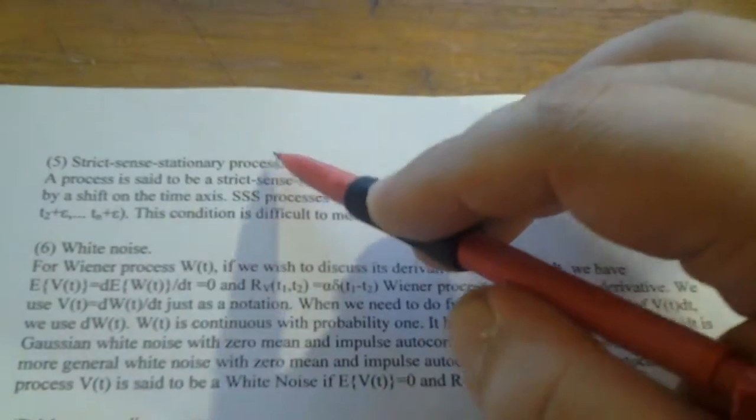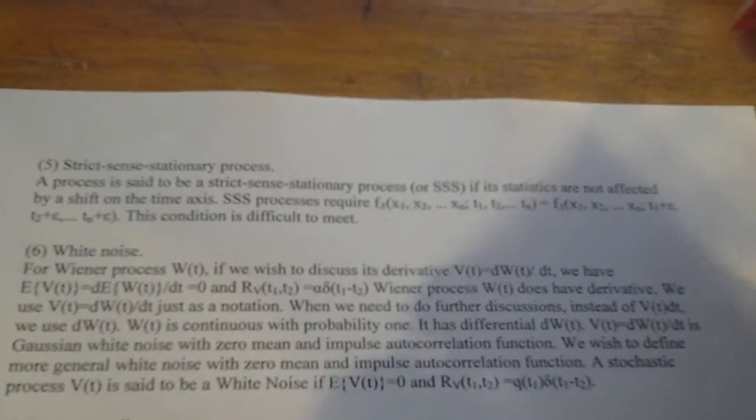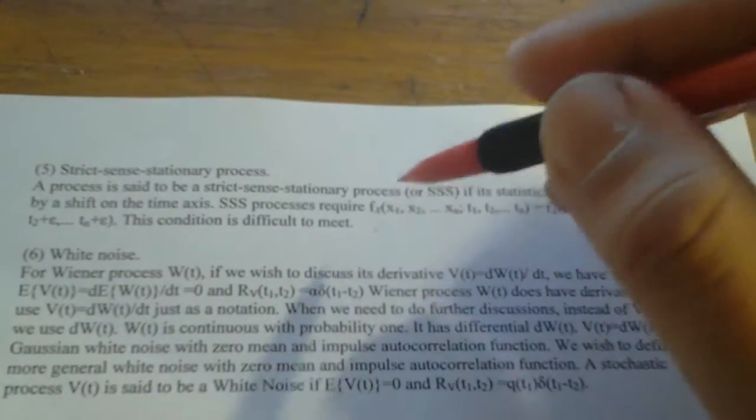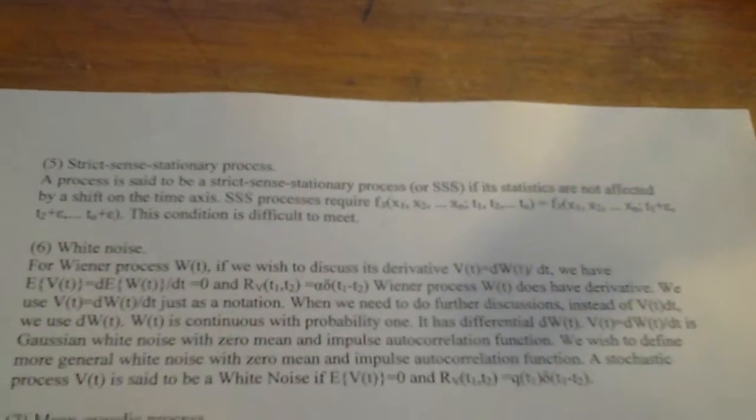The one thing about triple S is that apparently it's very difficult to actually meet this requirement and define a stochastic process as triple S.